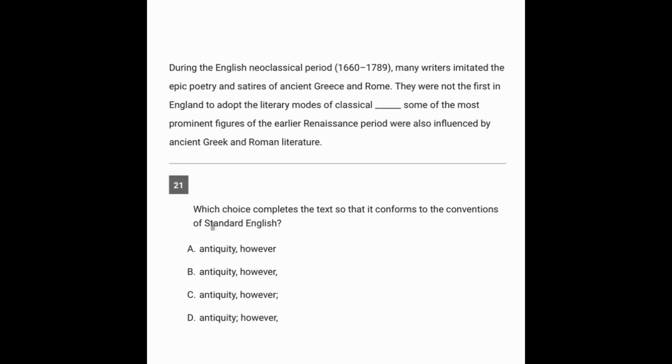Going to question 21 now. This is our standard grammar prompt. When you see this, you know it's a grammar question. And let's start reading. During the English neoclassical period, many writers imitated the poetry and satires of these people.